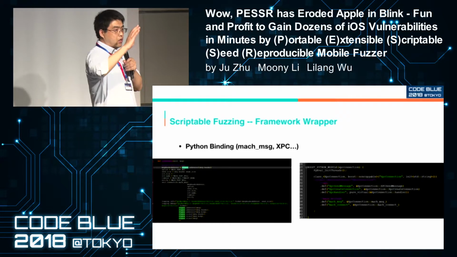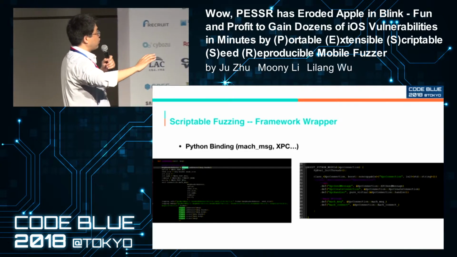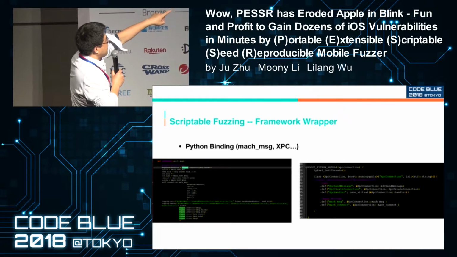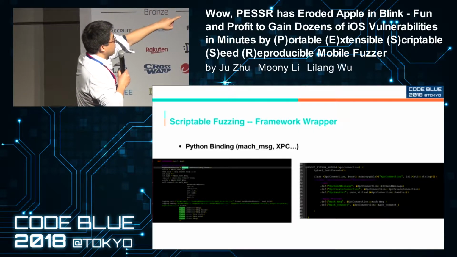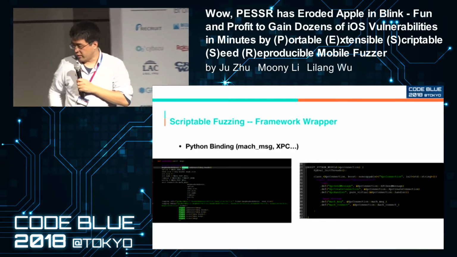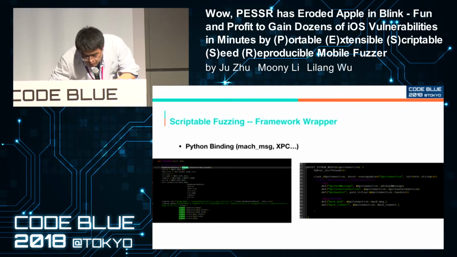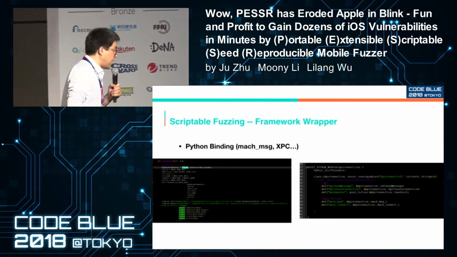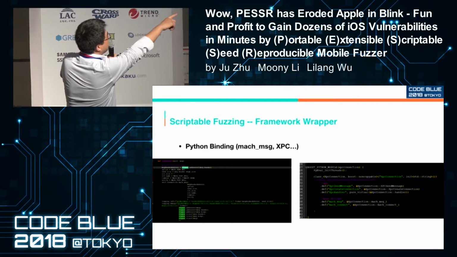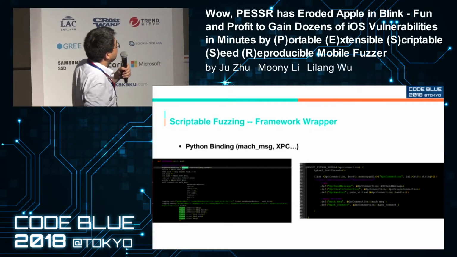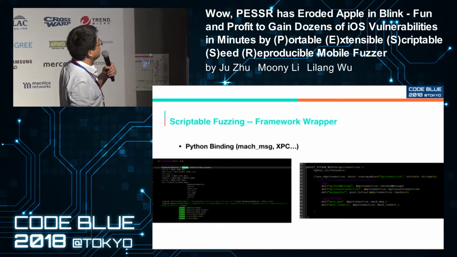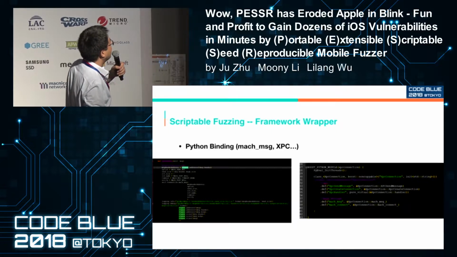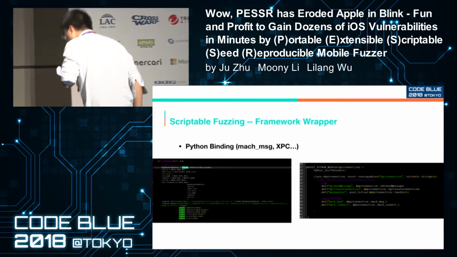Actually, this is a snapshot of code pieces, with which we bind the Mach message or XPC framework using Python. You can see that this is the API or attack surfaces in the framework of XPC: send message, XPC create connection, and XPC handler, and also Mach message send and receive.